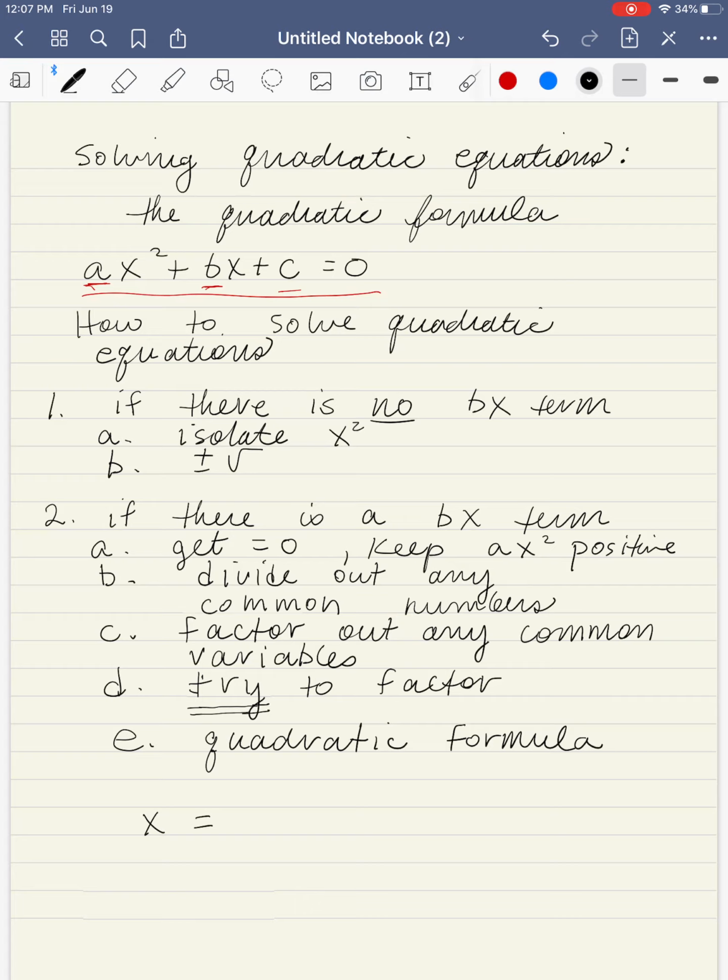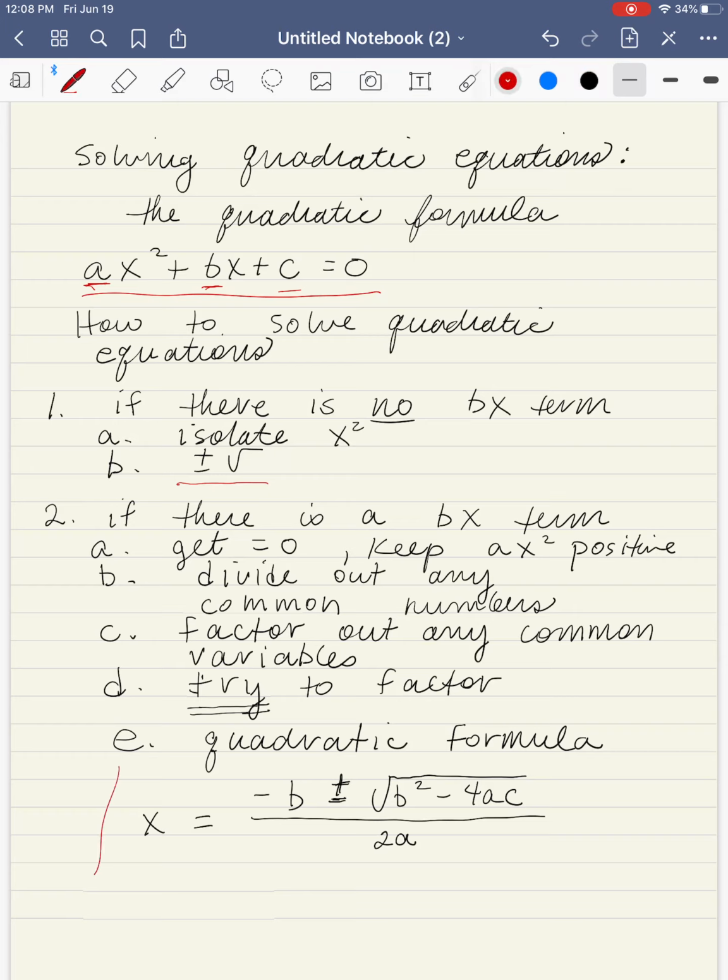And what the quadratic formula is, for a quadratic equation ax squared plus bx plus c equals 0, the solutions, the values of x that if I plug in would make it a true statement, are negative b plus or minus the square root of b squared minus 4 times a times c, all over 2 times a. And notice my plus or minus here. That's the same as that plus or minus square root that we used when we didn't have a b term. That's how we're going to end up with two different solutions.